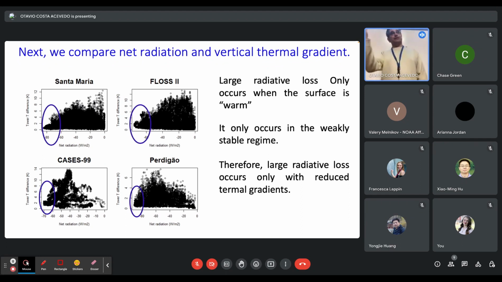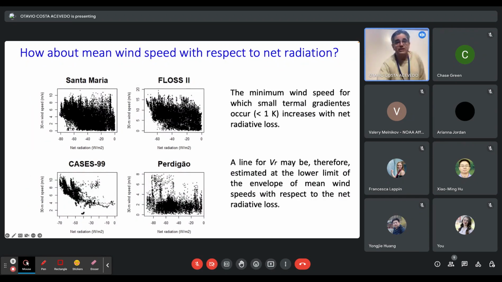The thing is, we tend to think of radiation as driving the show, as running the show. So you have lots of radiative loss, you cool the surface, build a large gradient. But how can you have a large radiative loss at the surface? You can only have large radiative loss if the surface is emitting a lot of radiation. And for the surface to emit a lot of radiation, it has to be warm. And it only gets warm if it's mixed. So large radiative loss at the surface at night only happens when it's well mixed. This is something that we learn. And then when you compare net radiation to the mean wind speed, you see that very clearly, again, not as much as in Perdigão, but in the other three, you only have large radiative loss if the winds are above a given threshold.